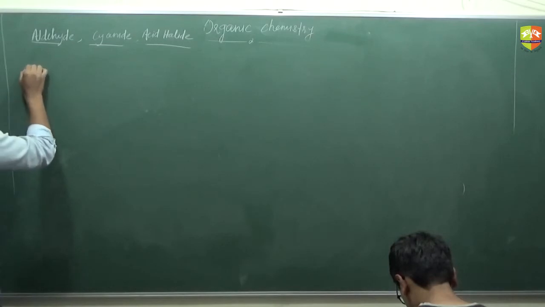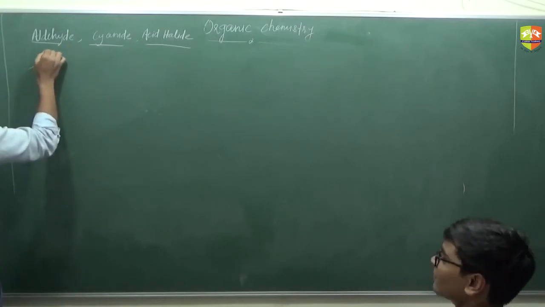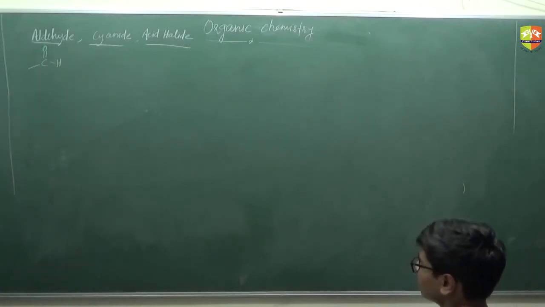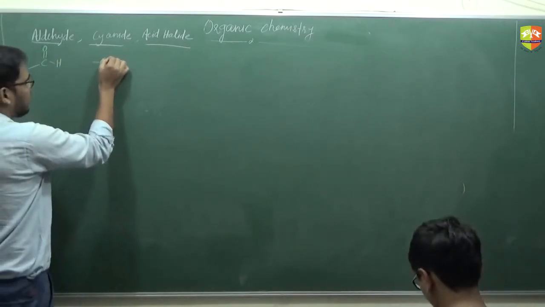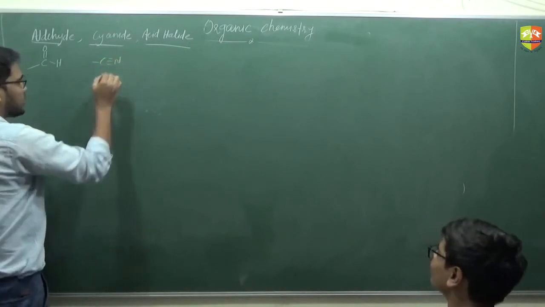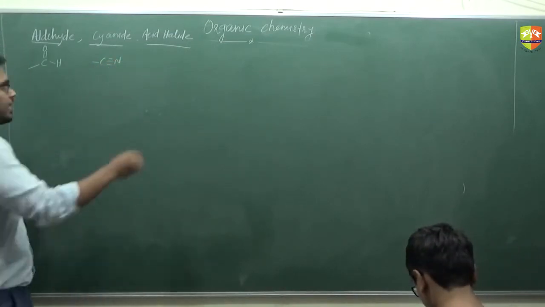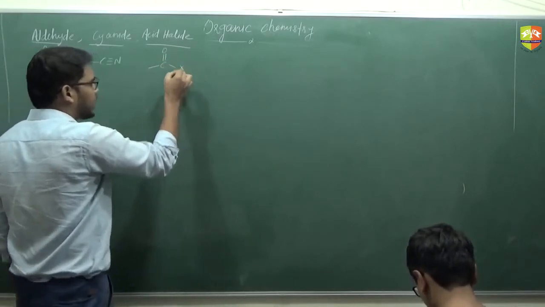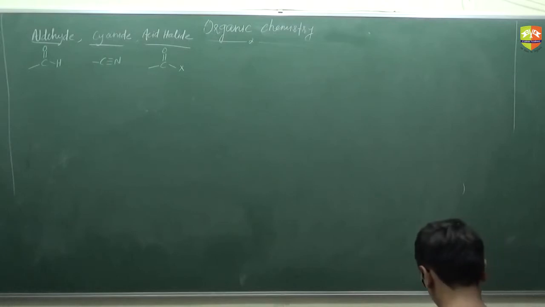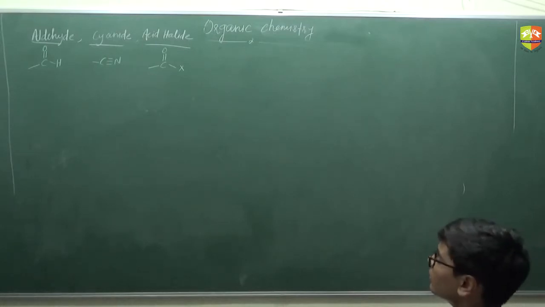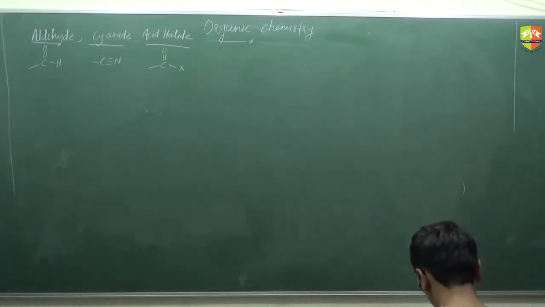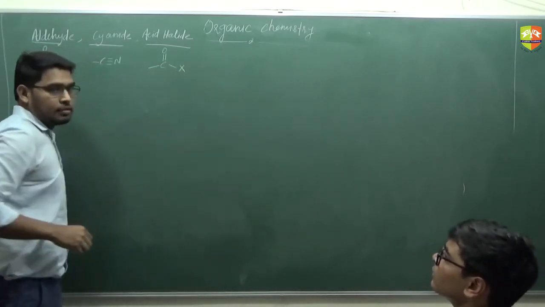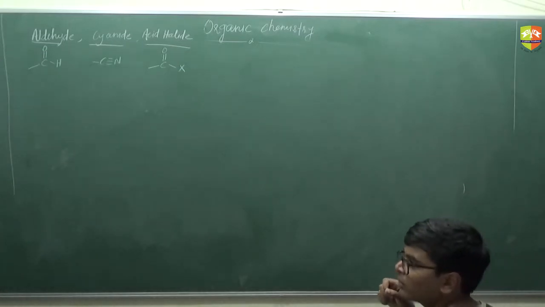I'll do it. For now, it's just the names, right? RCHO, this is aldehyde. Cyanide is this, C triple bond N. Acid halide is C double bond O with a halogen atom X attached. So what is it? Not OX, COX. They all come at the end of the compound.